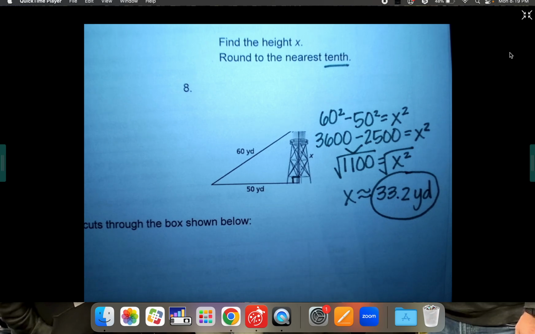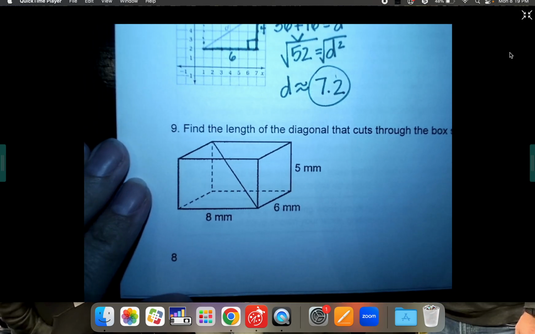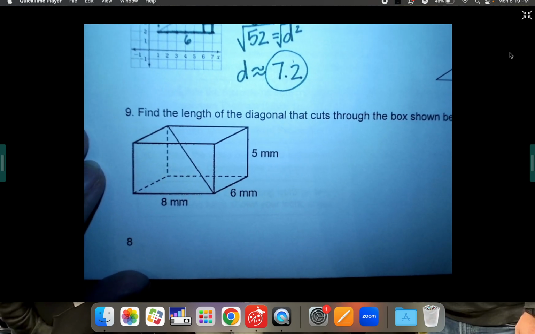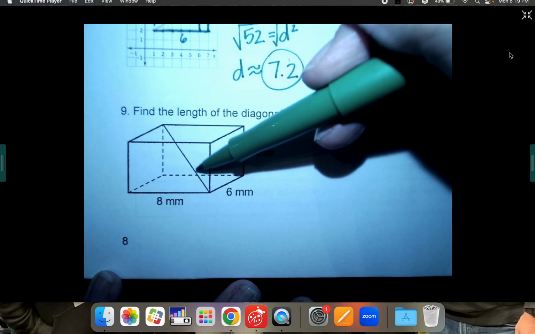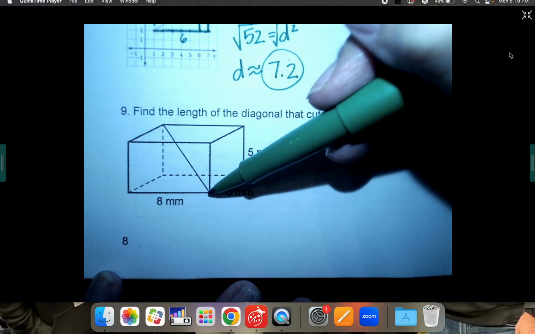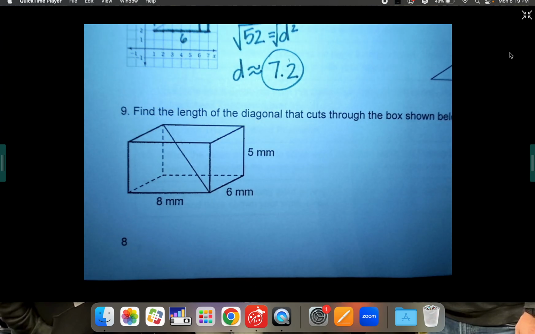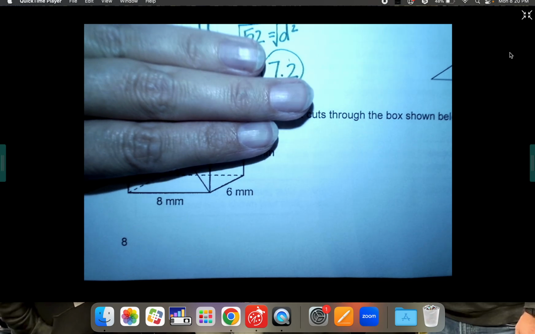Okay. Looks like we have one last problem, and it's that 3D box again. So it wants to know what the length is of the diagonal that cuts from that top corner three-dimensionally through the box to the bottom front corner. So again, in order to do that, you're going to have to do the Pythagorean Theorem twice. So the first one you're going to do is just across the bottom.